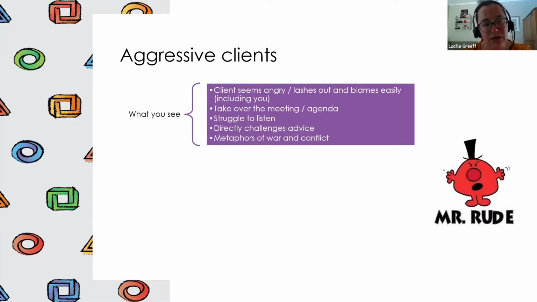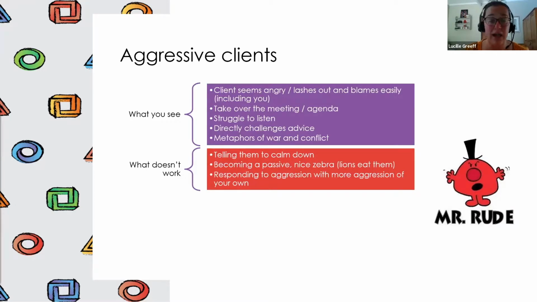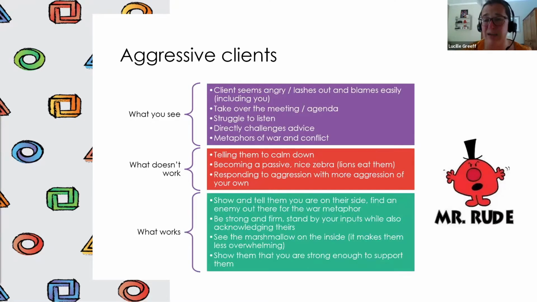Now, when you're working with aggressive clients, a couple of ideas of do's and don'ts. The first important thing is, as an advisor, do not become a zebra. Now, what do lions do to zebras? Lions eat zebras. And zebra here means if you become a pushover, if you allow yourself to be bullied and pushed around in many different ways, if you're too nice. And at the same time, you don't want to get into a battle with them.